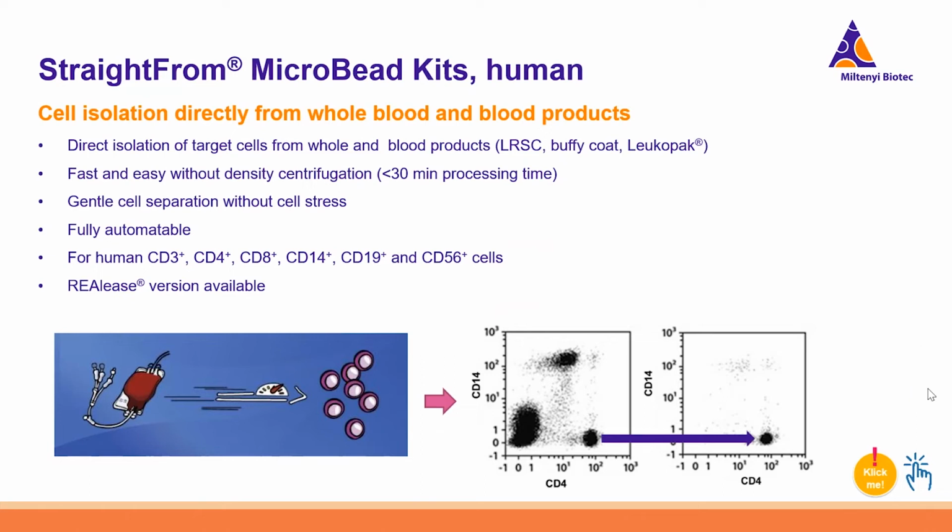However, most importantly, cells must not be activated by the isolation to ensure that, for example, really only the specifically stimulated T cells proliferate and are fully functional. StraightFrom is here the ideal solution, a fast and flexible positive isolation approach that allows to isolate different cell types from the same sample with minimal loss due to the skipping of density gradient centrifugation. This makes StraightFrom technology also ideal for the isolation of T cells, for example, in the field of CAR T cell research.